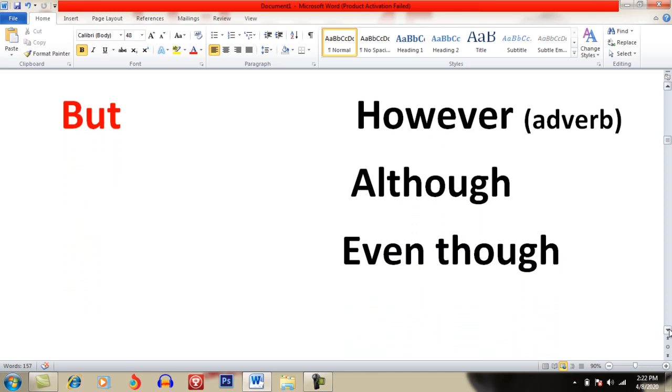The coordinating conjunction "but" is informal. Do not use the conjunction "but" in IELTS writing. You can replace it with "however". "However" is an adverb, keep in mind.